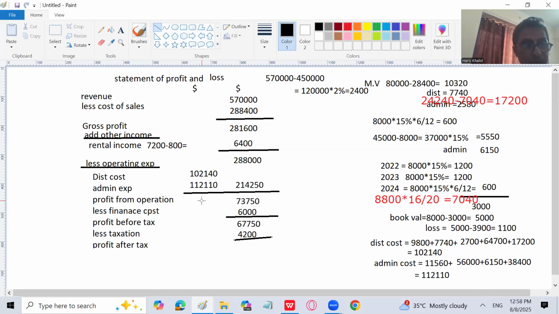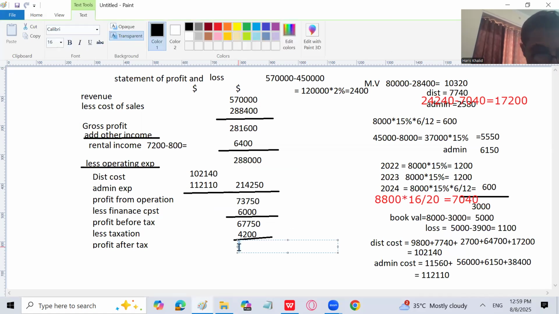So that is going to be 67,750 minus 4,200. So the profit after tax is 63,550. Let me write here: profit after tax is 63,550. So we are done with that. Hopefully you are able to understand the whole format. It is not an easy question, but not a difficult question. I will take it as an average difficulty level.